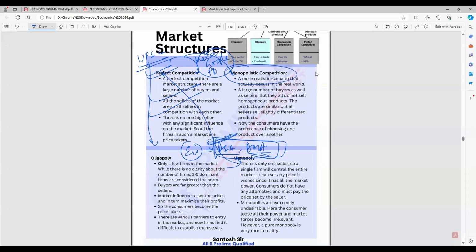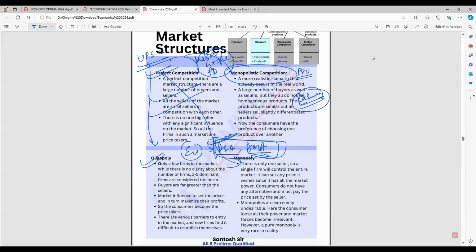Monopoly is one company dominating, guys. For example, PSUs, still some sectors are a monopoly. Can you give an example of monopoly in India in one sector? PSU monopoly, like the railways. Railways, I hope you know that.